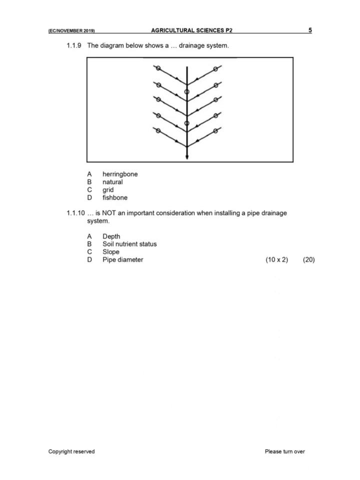Dash, dash, dash is not an important consideration when installing a pipe drainage system, right? So which one is not important? So when we're installing a pipe drainage system, what do we consider? Do we consider depth of the soil? Do we consider the nutrient status? Do we consider slope? Do we consider pipe diameter? So again, now you ask yourself this question: what does a soil nutrient status have to do with installing pipes? Right? Okay, fine. If you are able to answer that question, then obviously you have your answer there.